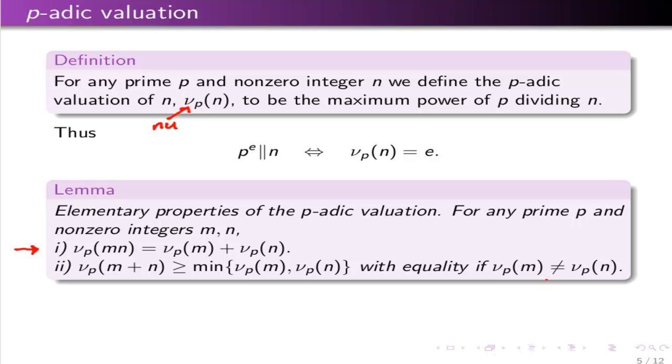Now one uses this p-adic valuation to define a new type of absolute value on the set of integers and then on the set of rational numbers, called a p-adic absolute value. We're not going to get into that right now, but that's where it leads to. So let's just prove this lemma.